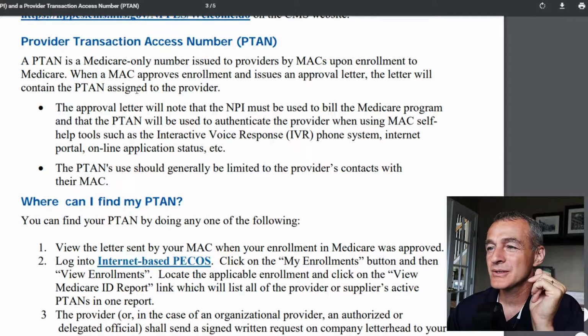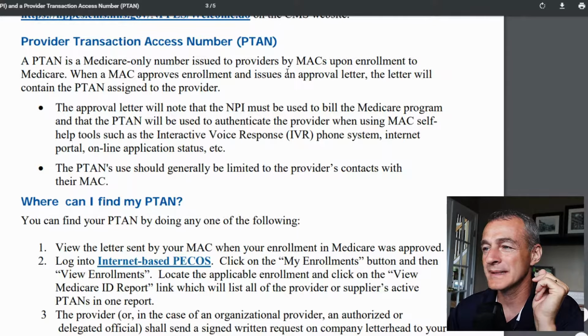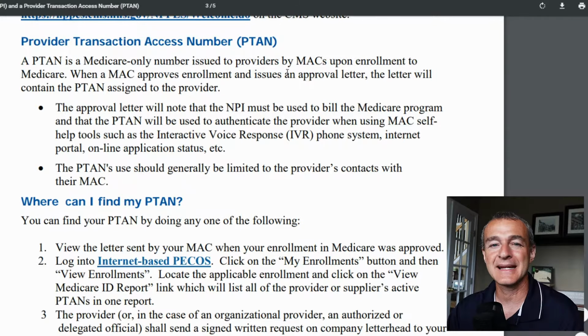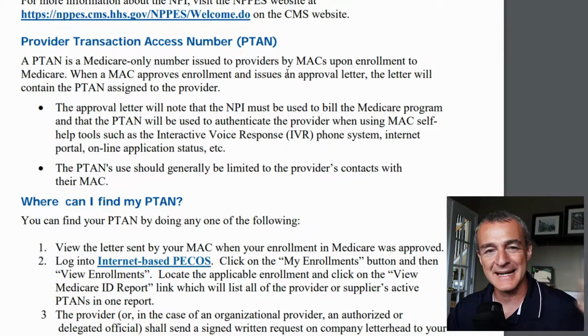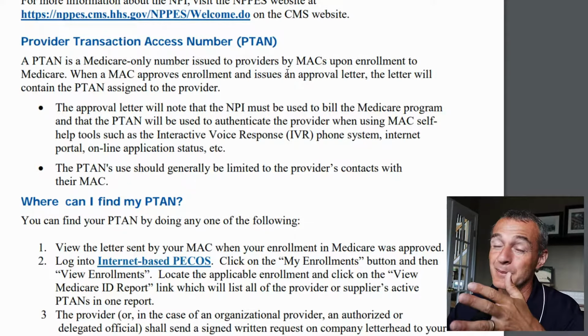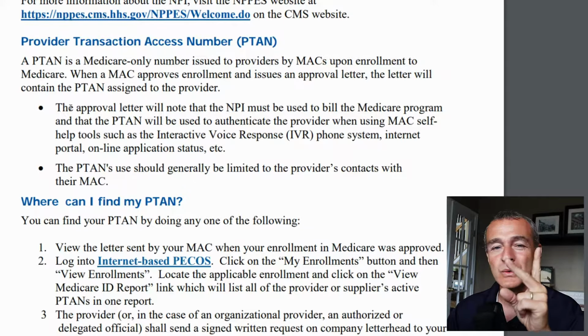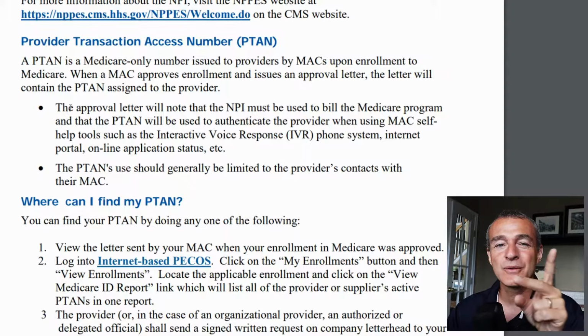So a provider transaction access number, a PTAN, is a Medicare only number. It's not the same as the MPI. The MPI is national. It's used for all payer plans and identifying you as a healthcare provider. The PTAN is specific to Medicare. And so there's two ways that you can look up if you have a PTAN.